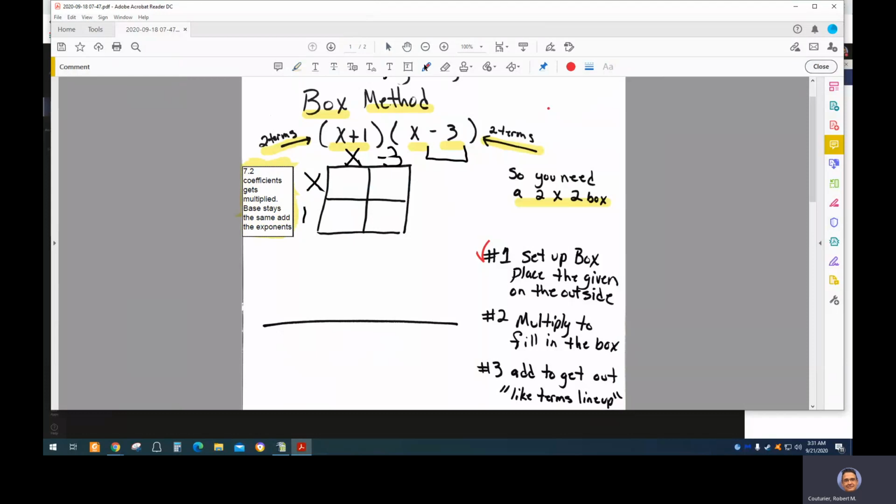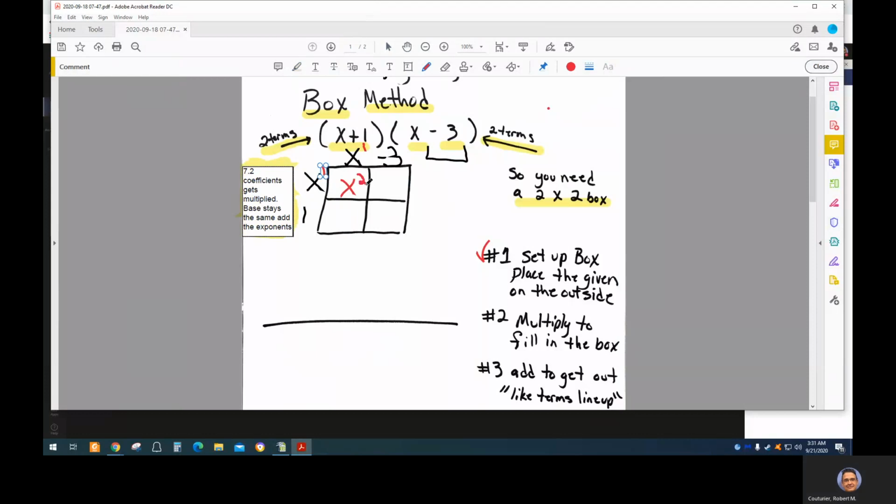So now as we start to multiply, we're going to multiply vertically, horizontally. We have to fill in this first box. Well, look, remember there are invisible powers here. Invisible 1. So we are multiplying 2 like bases together. So that follows this rule here from 7.2. There are no coefficients, so the coefficients are 1. So 1 times 1 is 1. Base stays the same. We have to add the exponent. So 1 plus 1 is 2.